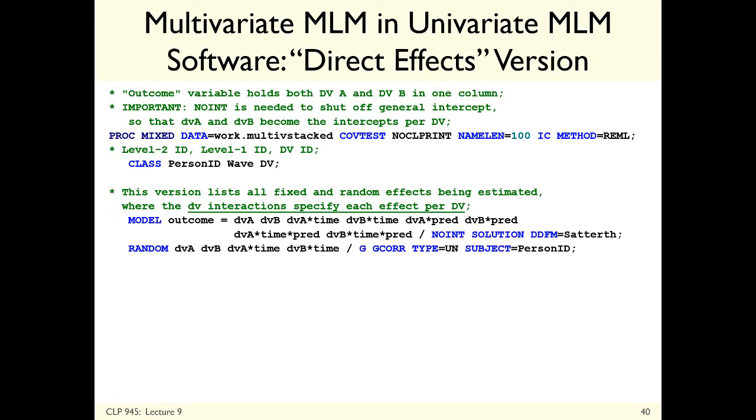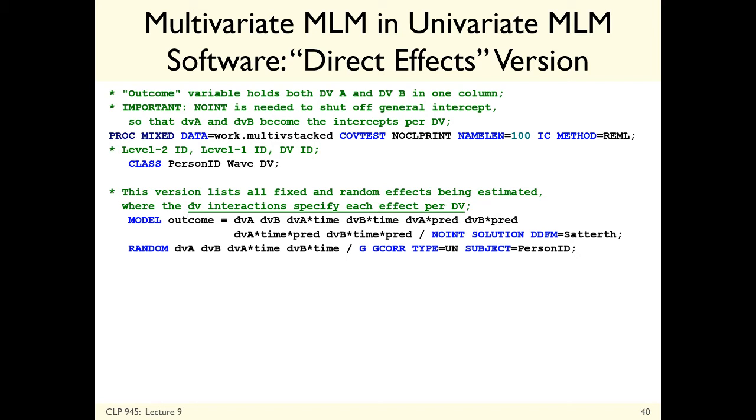Then we have our 2 dummy codes, DVA and DVB. And we have DVA times time, DVB times time, DVA times predictor, DVB times predictor, DVA times time times predictor, DVB times time times predictor. So there are no main effects of time. Time never shows up by itself, and there are no main effects of predictor either. All fixed effects are specified as clearly pertaining to A or to B. And the reason this is okay to have both of them in there is this option after the slash, noint. I shut off the global intercept. The one that's typically included by default, I don't want it here.